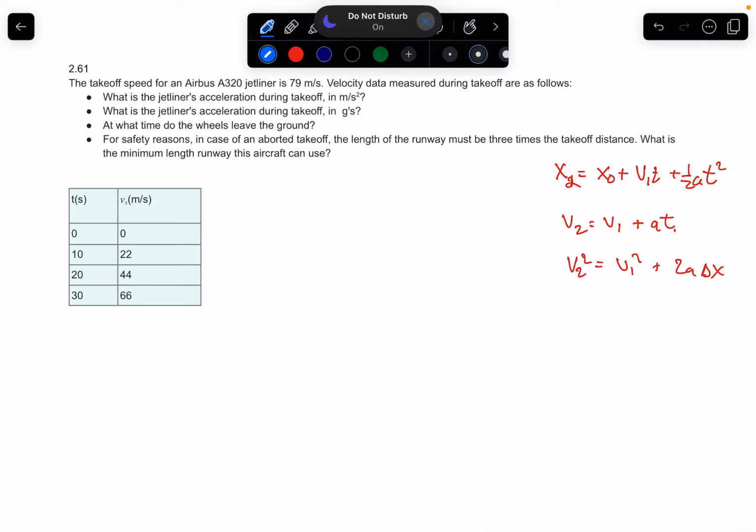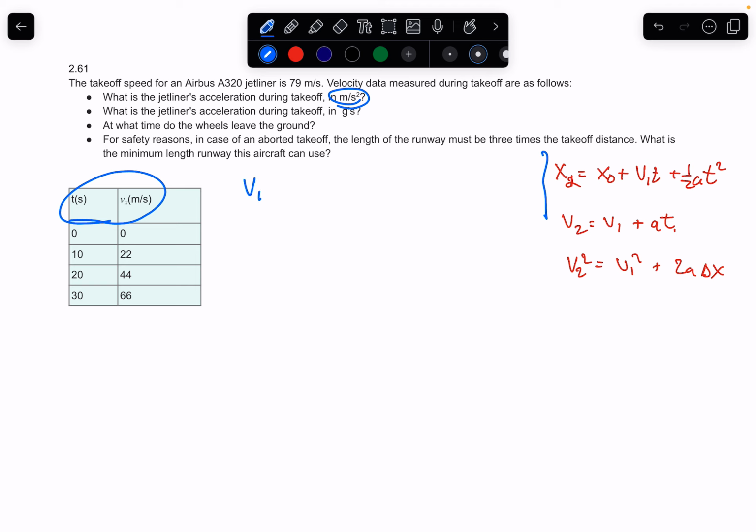Okay, we've got a problem. We've got some velocity and time data, and here's our key equations over here. So what is a jetliner's acceleration during takeoff in meters per second? So we're asking for acceleration. Let's just write down what we know though, right?